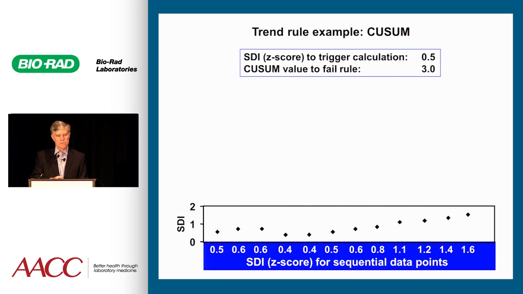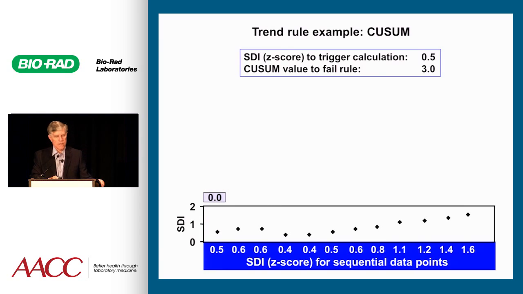What I've shown here on the bottom is half of a Levey-Jennings chart with the SDI values associated with each point. And you can see about halfway through a trend of increasing values begins to be noticeable, but it never exceeds even 2 SDIs. At the top are the parameters for the QSUM. So we're going to do the QSUM calculation if we exceed a 0.5 standard deviation interval. And if we accumulate enough to fail 3, we will fail. So let me show how it works.